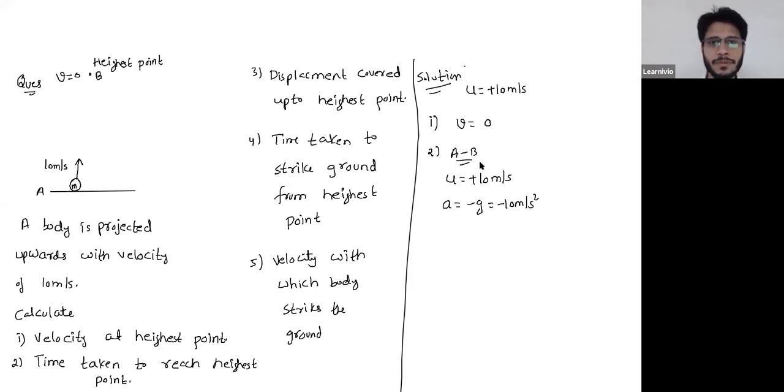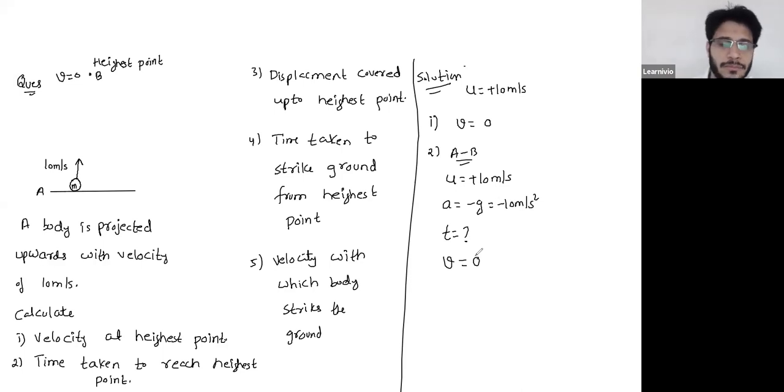Okay, sir. So u is plus 10 meter per second, a is minus 10 meter per second square. I need time taken to reach maximum height, and velocity at the maximum height is 0. Out of the four equations of motion, which one would be most appropriate to calculate time?